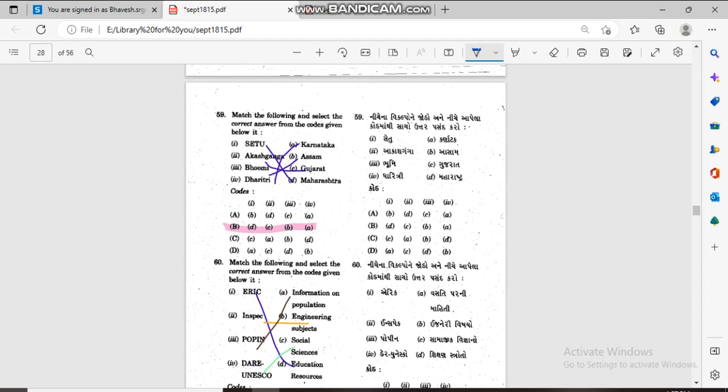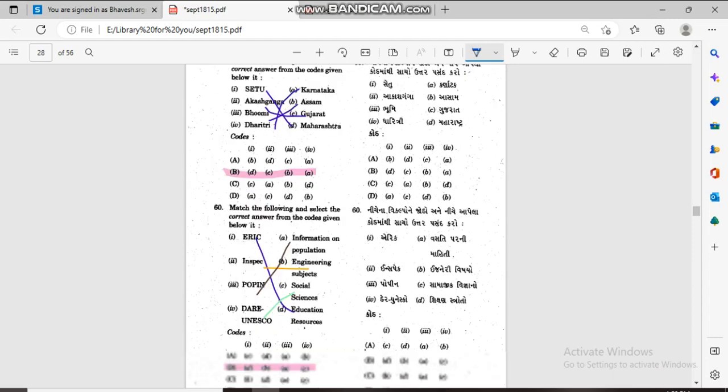Match the following. Setu is located at Maharashtra. Akash Ganga is related with Gujarat. Bhumi is related with Assam. Dhairitri is related with Karnataka.